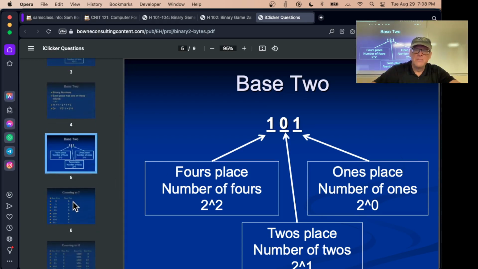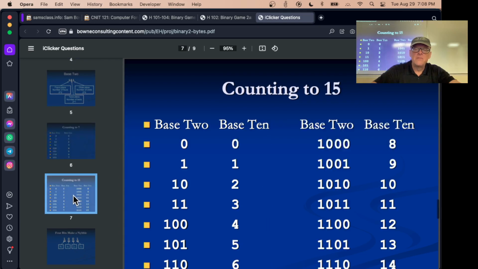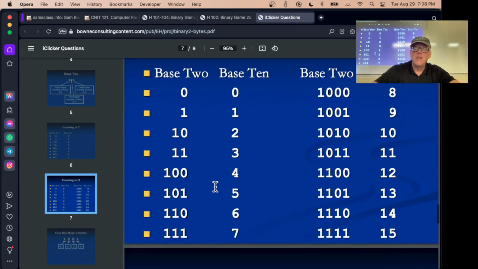And for nibbles, you'll have 4 bits. So you can count up to 15 with nibbles. 1, 1, 1, 1 is 15 because it's 8 plus 4 plus 2 plus 1. 1, 0, 1, 0 is 10 because it's 8, no 4s, a 2, and no 1s.